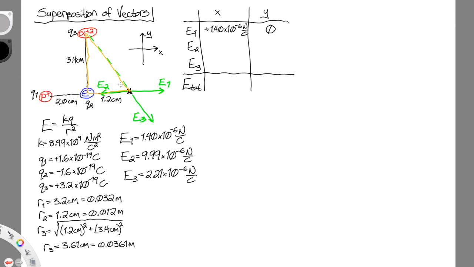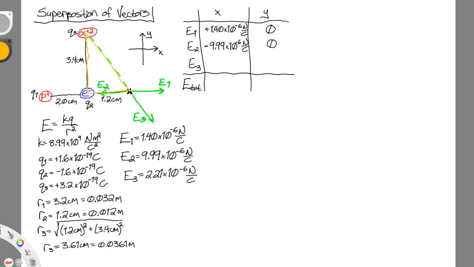Same story with E2, except E2 points to the left, so our y component is still 0, but now that 9.99 times 10 to the negative 6th newtons per coulomb has to be negative to account for that direction. So here's where we're bringing our direction into things and worrying about positives and negatives. Now E3 is diagonal, which means E3 is going to have both an x and a y component.